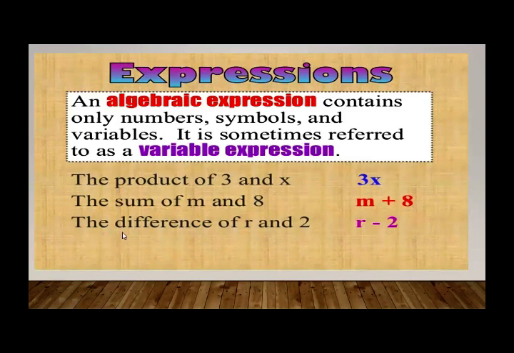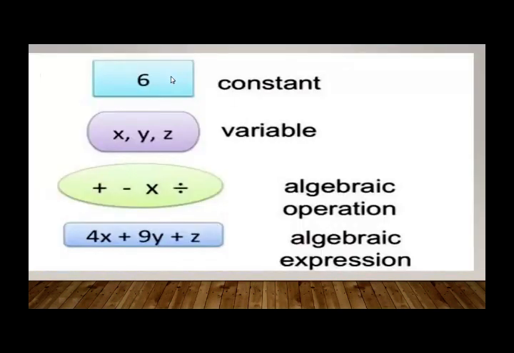The third one is the difference of r and 2. Difference means minus sign. So in algebraic form we write r minus 2. It means for making an algebraic expression we need a constant. Constant means a value that cannot be changed, like 6.